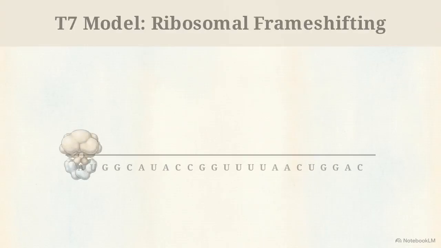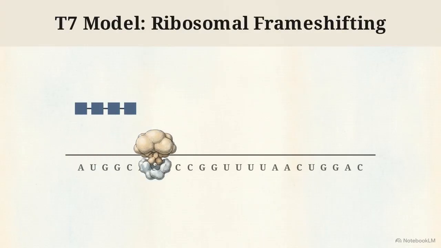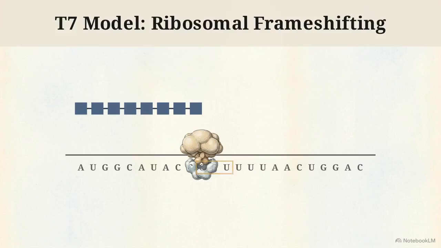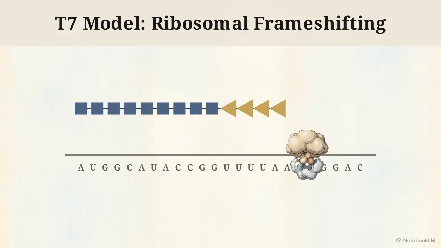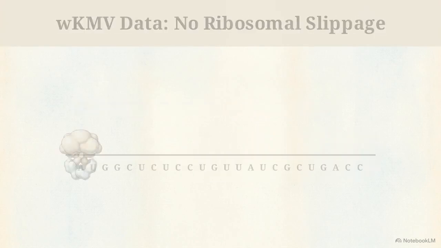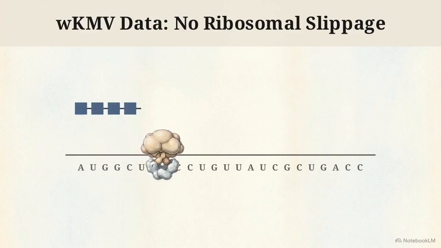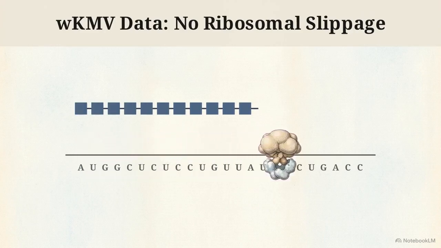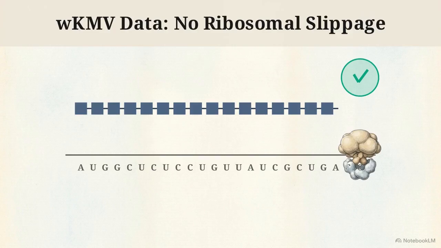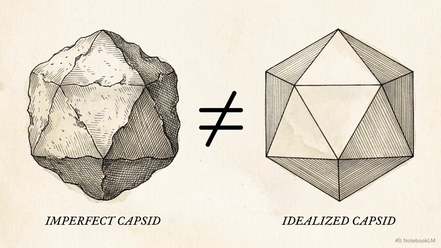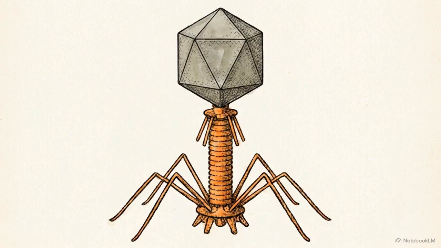The classical T7 model relies on a complex translational mechanism called ribosomal frameshifting to produce its major and minor capsid proteins during gene expression. The WKMV proteomic data, however, confirms a complete absence of ribosomal slippage in its major capsid sequence. This lack of slippage directly implies morphological differences in the phage head. It proves that WKMV operates under distinct functional requirements compared to the T7 standard.